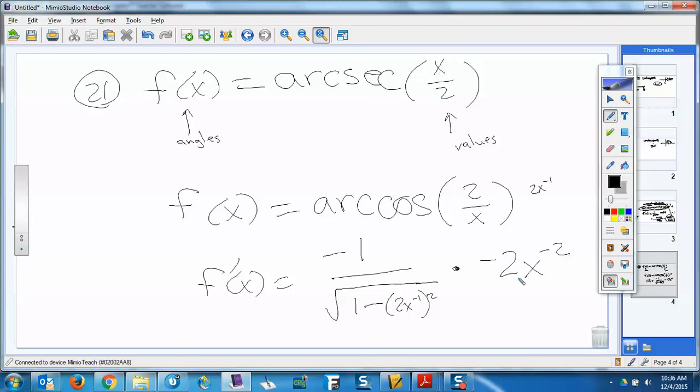So I think we could clean that up a little bit, put this on top, at least the negative times a negative, I think we should do. So 2x to the negative 2 down here. This would be square root of 1 minus 4x to the negative 2. Remember, when you have a power on a power, you multiply the powers. So the 2 on the 2 times negative 1 there. Okay, I think that'd be good to do.